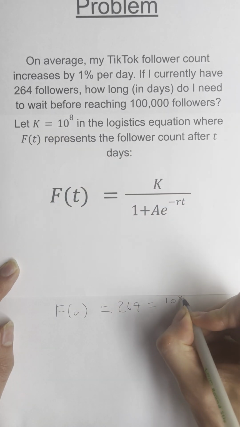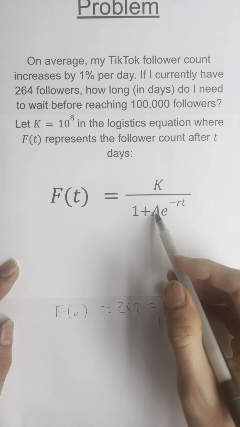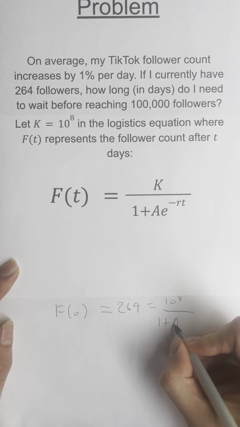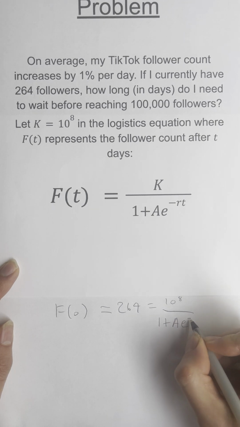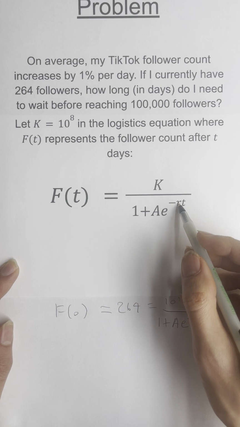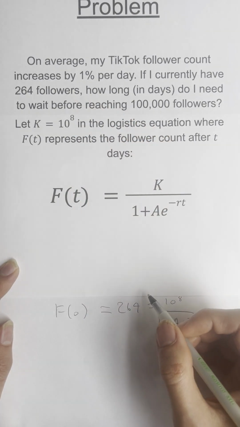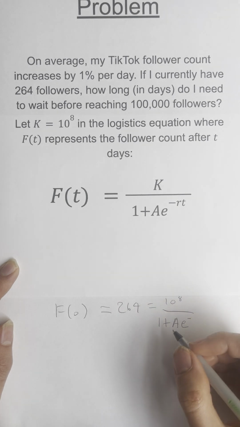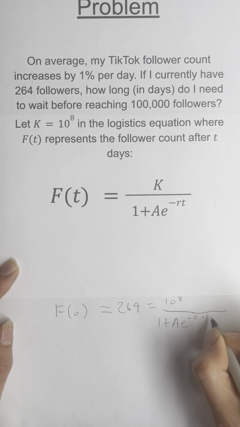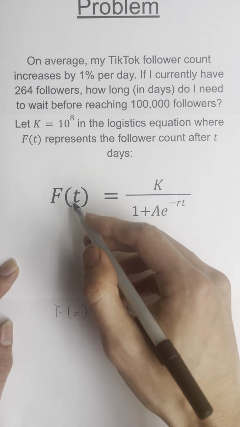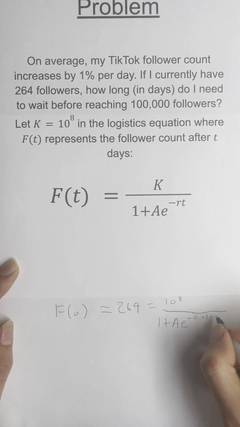So let's go ahead and change that. Then we don't know what a is, so we're going to leave it alone. A times e to the power of negative r. So r is the growth rate. So this number as a decimal. What's 1% as a decimal? 0.01. And then times t. But we changed t to 0 on the left-hand side, so we need to change t to 0 on the right-hand side as well.